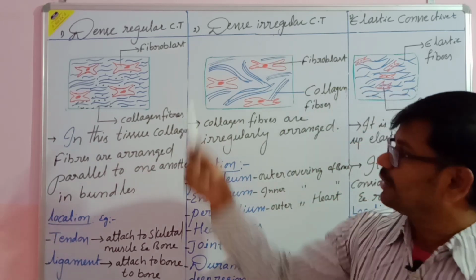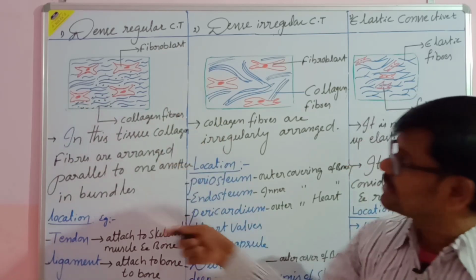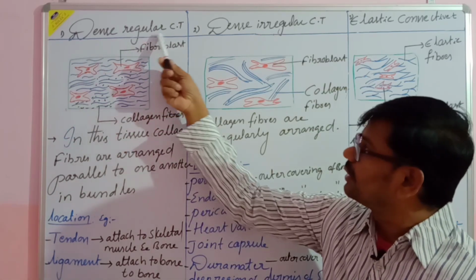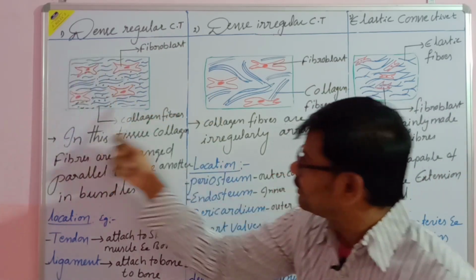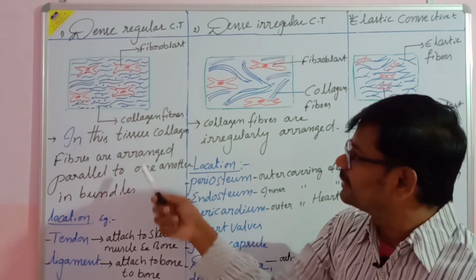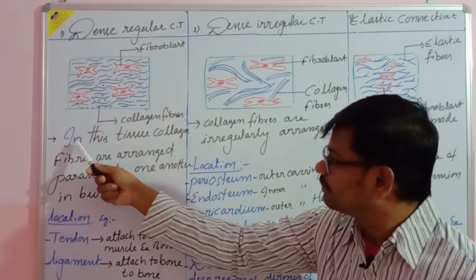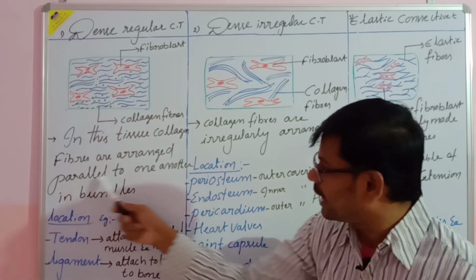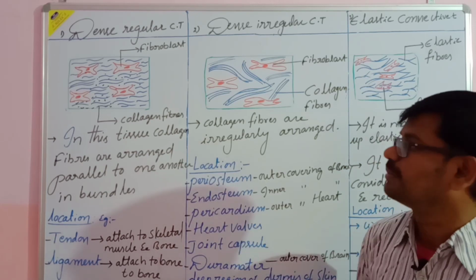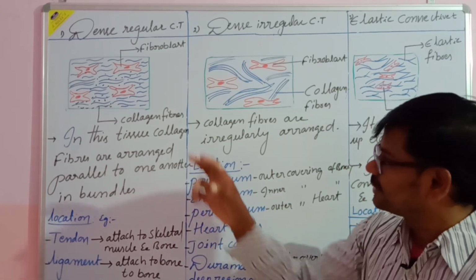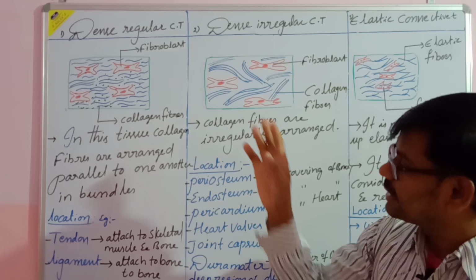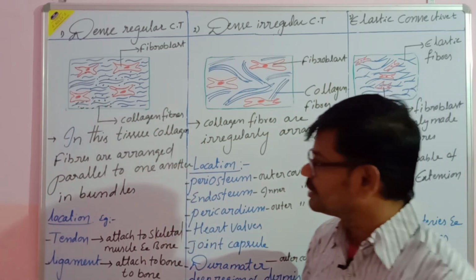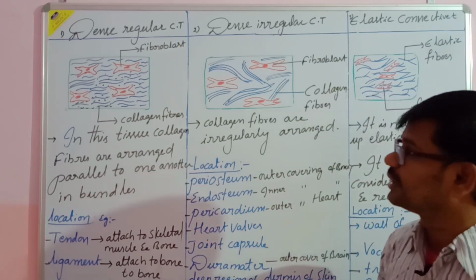Okay. Now we are going to explain the characteristics of dense regular connective tissue. Basically, dense regular connective tissue means the tissue is very dense and the arrangement of fibers is in regular form. That is the meaning. In this tissue, the collagen fibers are arranged parallel to one another in the form of bundles, right? Due to the presence of this bundle form, strength is given to the tissues.